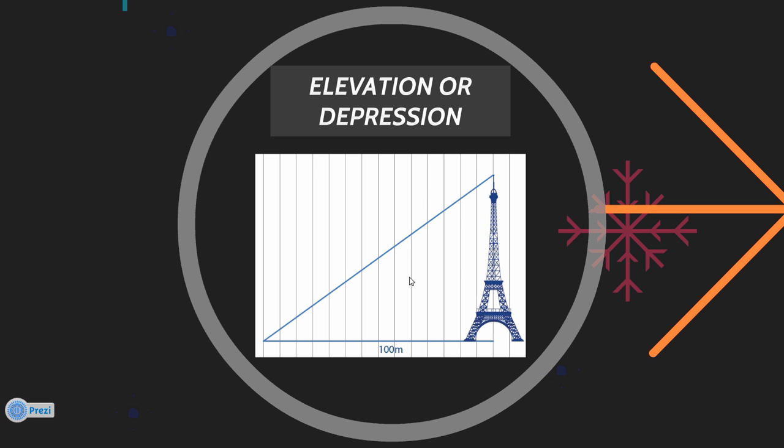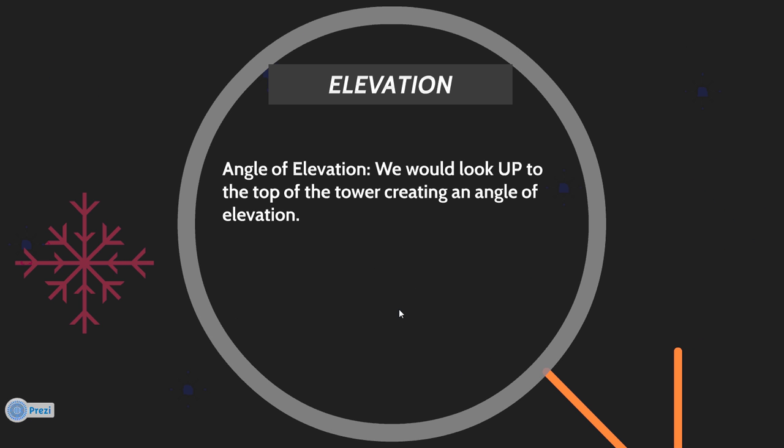Let's look at this example. We don't have anybody down here, but we can imagine that if we're down here on the sidewalk and we're looking at this tower, our original line of sight is this horizontal right here going towards the base of the tower. But if I wanted to look up at the top of the Eiffel Tower, then I would be creating an angle right in here. And this angle is called an angle of elevation. We would look up to the top of the tower, creating an angle of elevation.